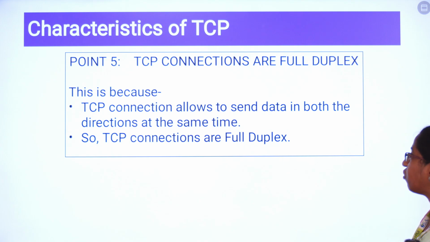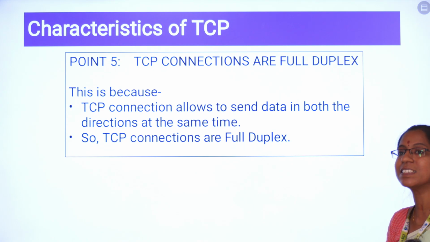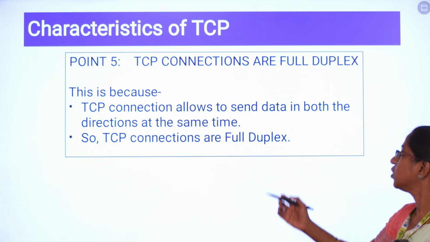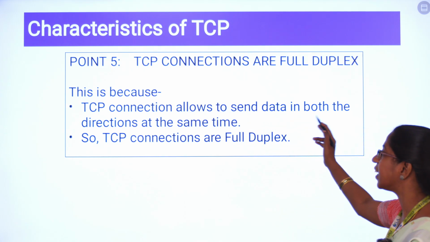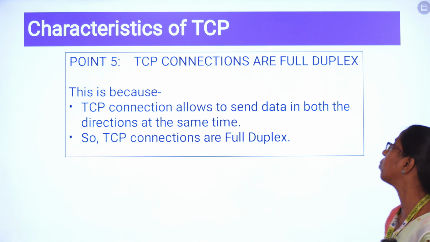Next, point 5, TCP connections are full duplex. Full duplex means the sender and receiver can transmit data at the same time. So a TCP connection allows sending data in both directions at the same time. This is called full duplex.